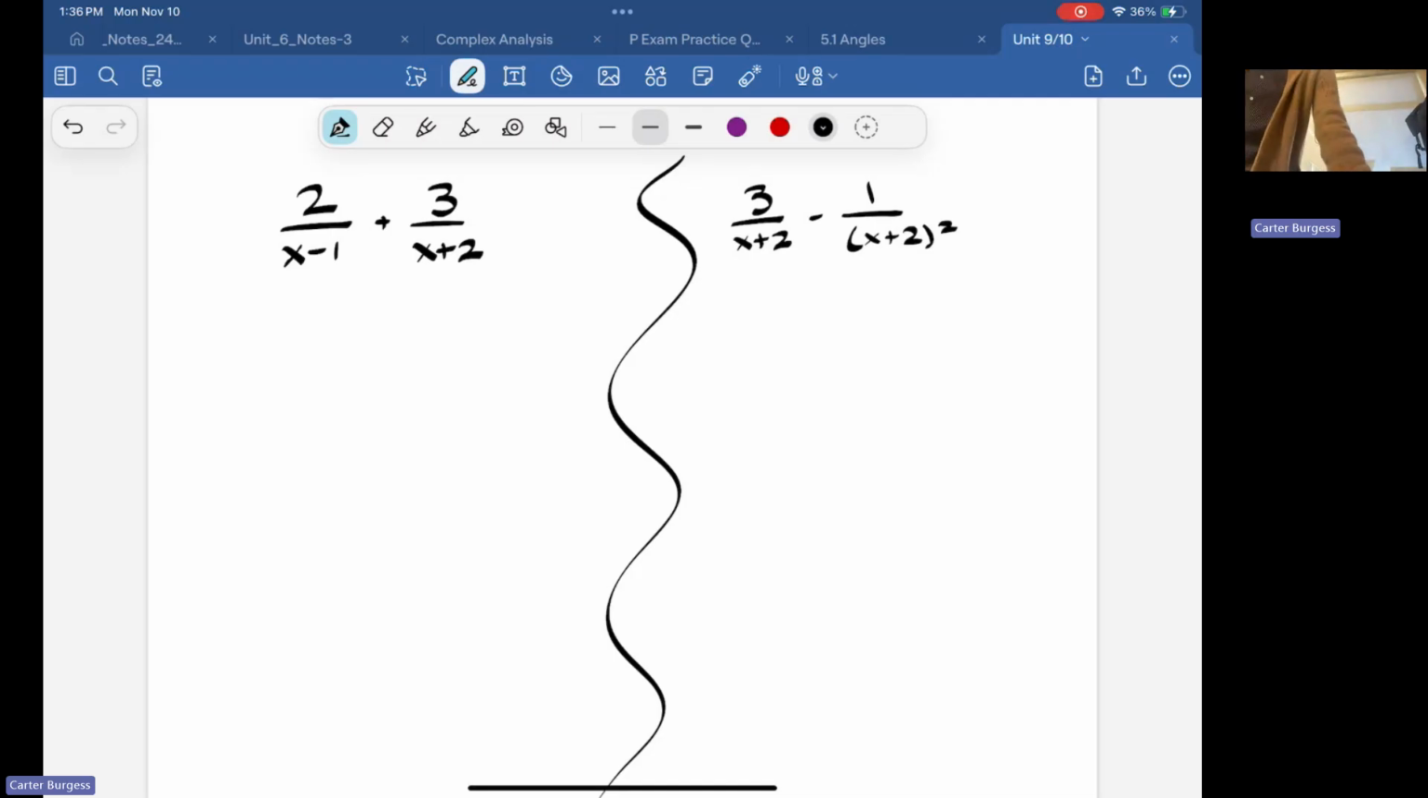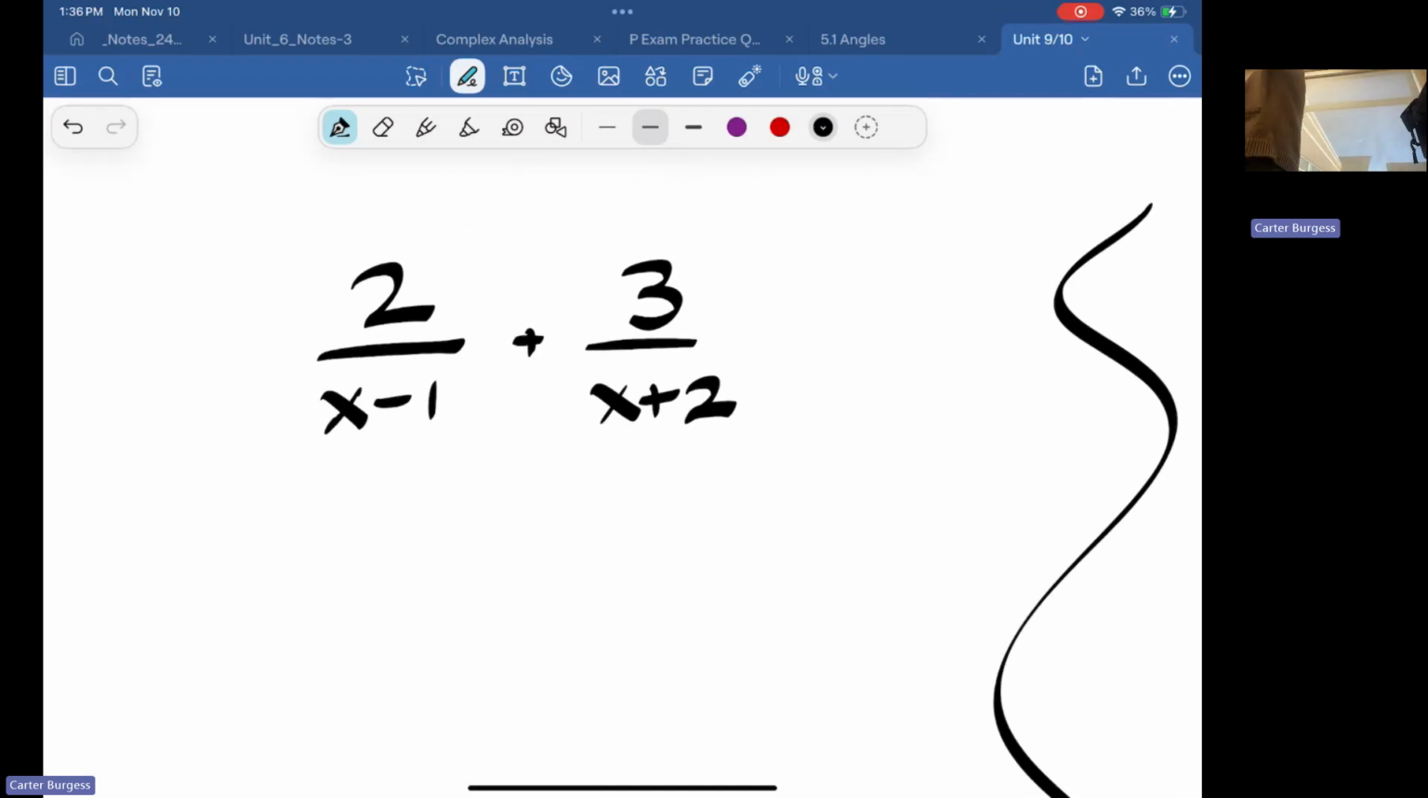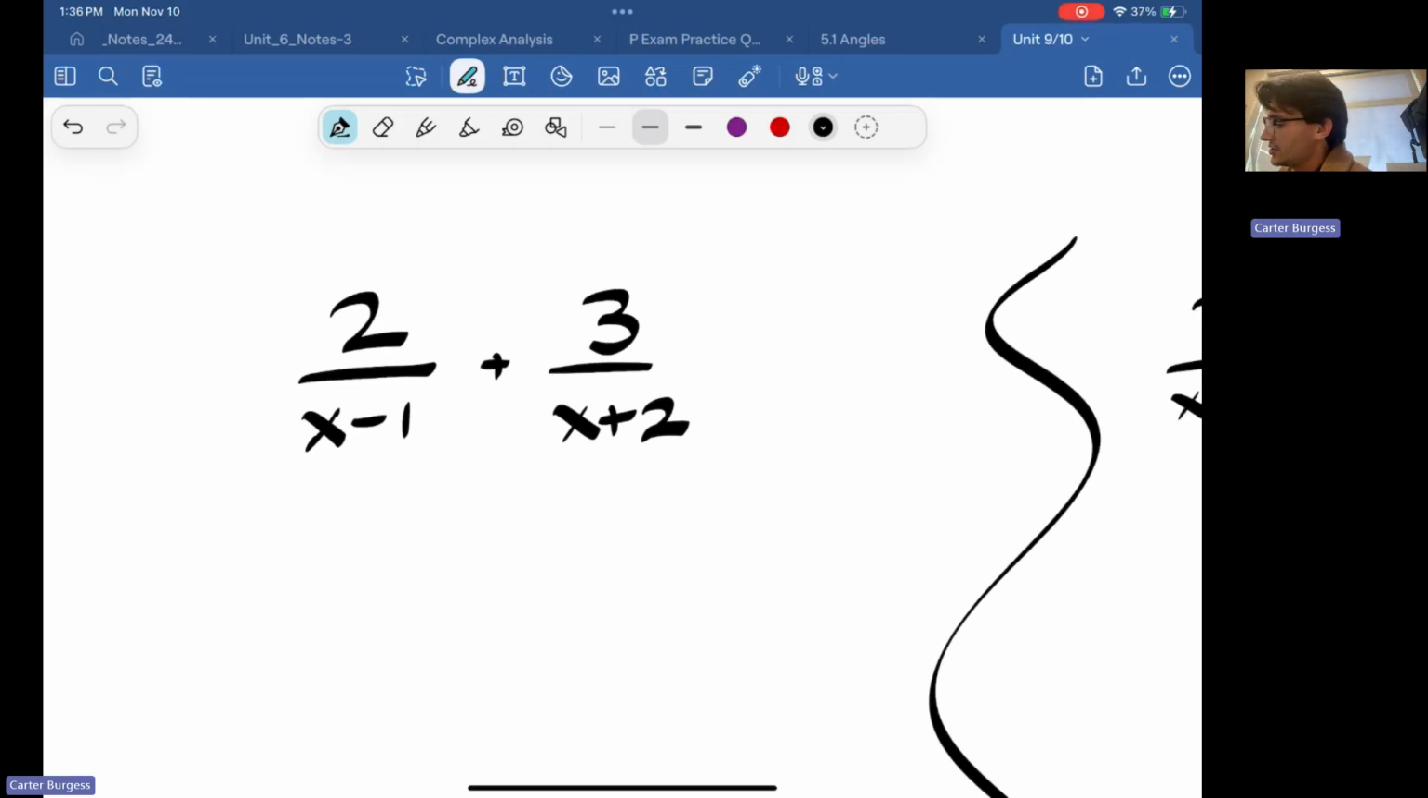Run me through it. What did you guys do for our first problem? Okay, so in order to add our fractions, we need to make it so that they have a common denominator. So how did you guys match the denominator here? Richard, what'd you do?